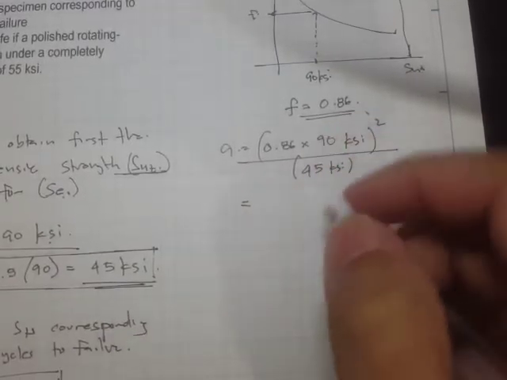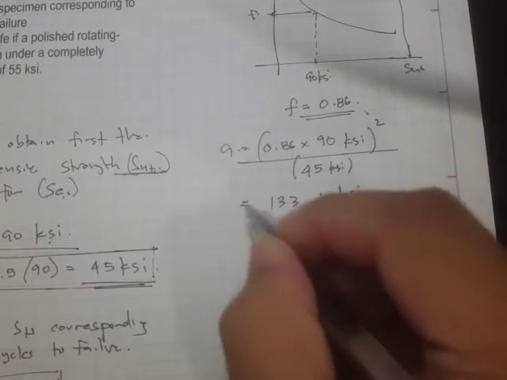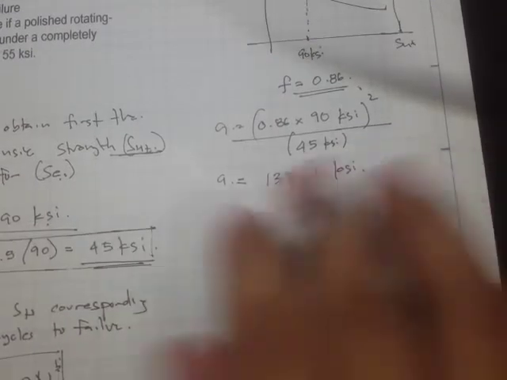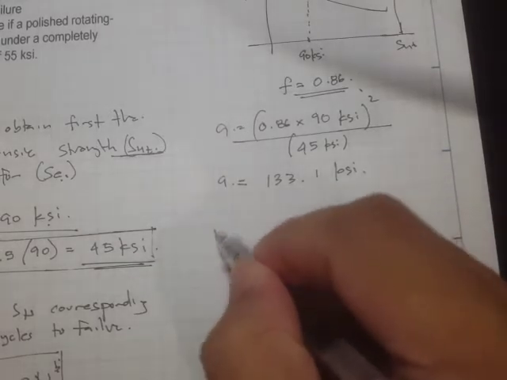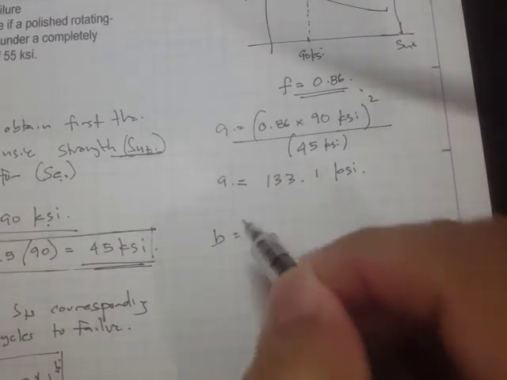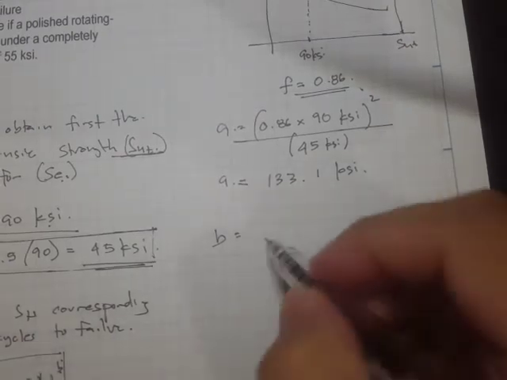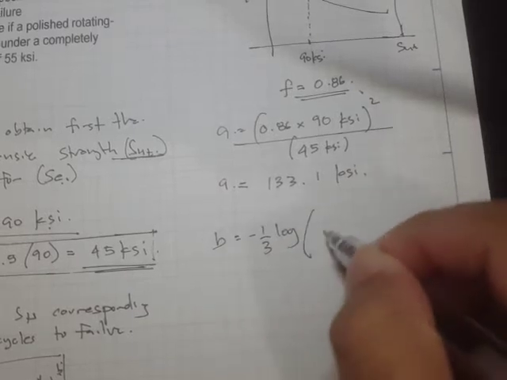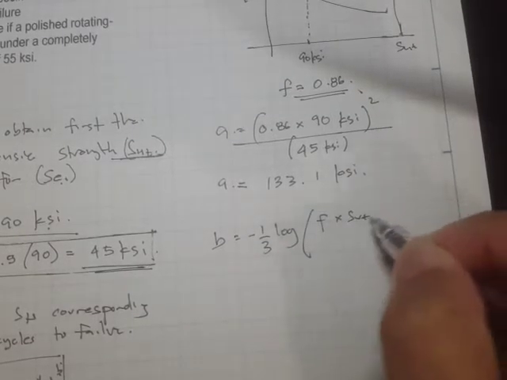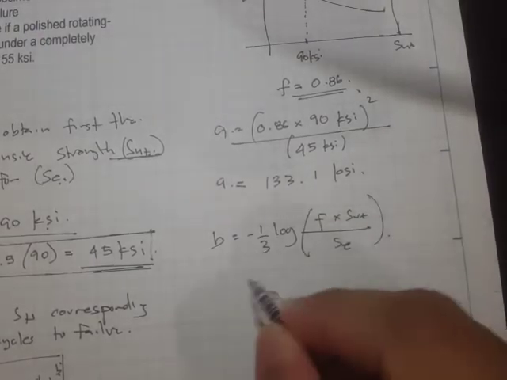Okay, so if you do the math right here, what you get is 133.1 KSI. So we now have the A, and we need to solve for B. Right, so for B, the equation for B is negative 1/3 log of F times the ultimate tensile strength divided by the endurance limit.